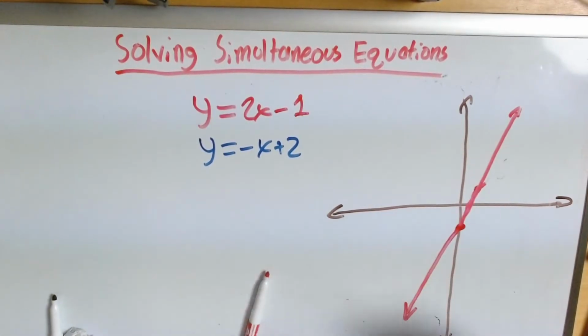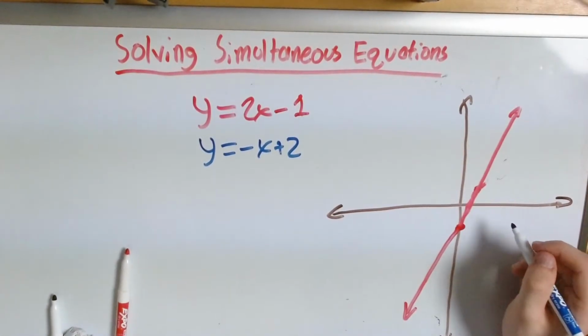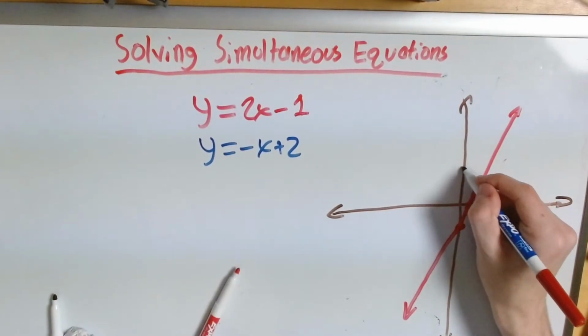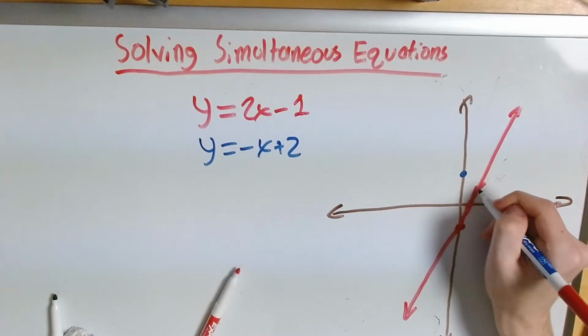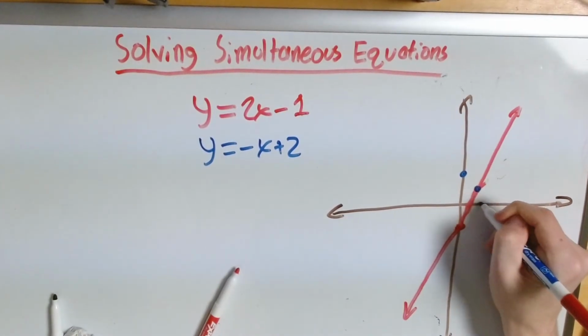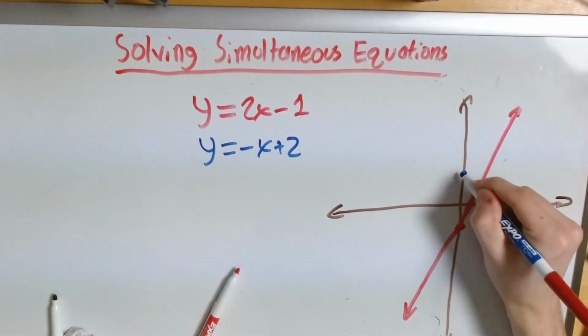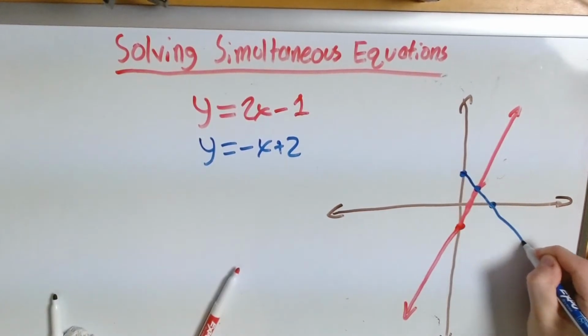And I'll do it for blue, right? We know I have a y-intercept at, say, 2, and I go down 1, over 1, down 1, over 1. I can draw that out.